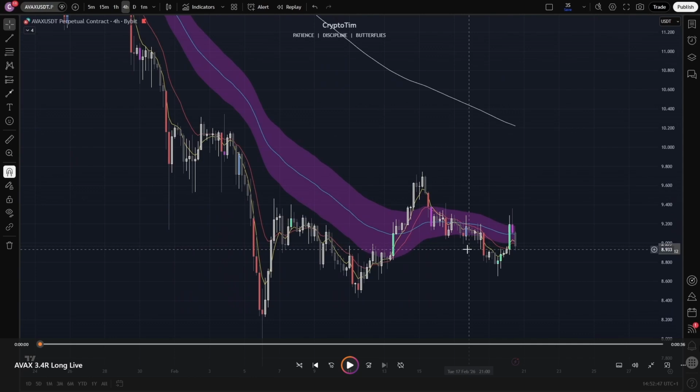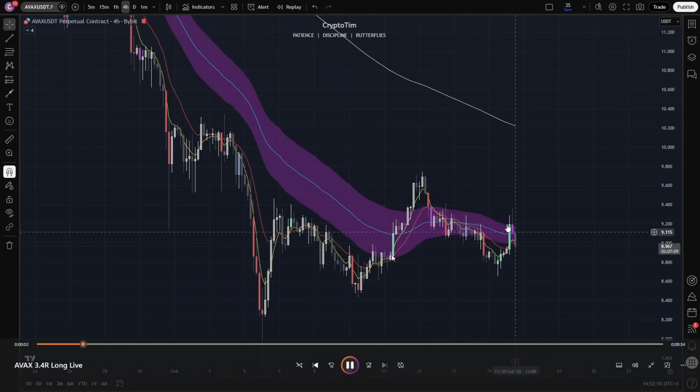I'm here on the AVAX chart on the 4-hour time frame. You will notice in this video I'm acting quite fast because I know the window to take this trade is quite small. I need to hurry up, so you can see here on the time it's only 36 seconds long TA.